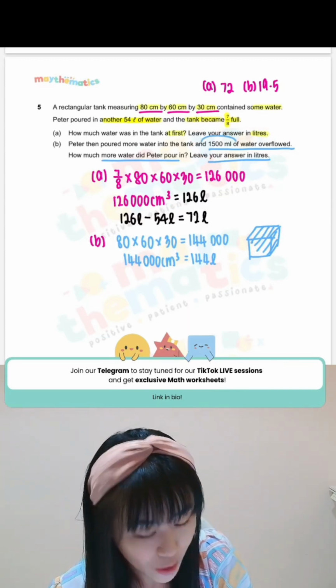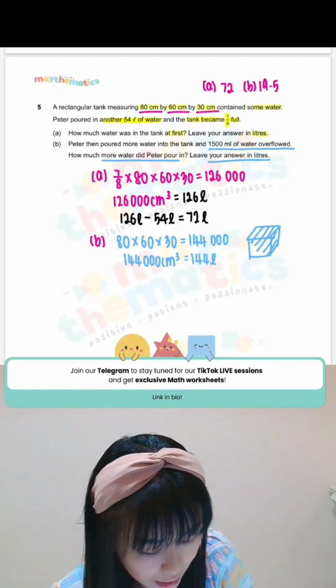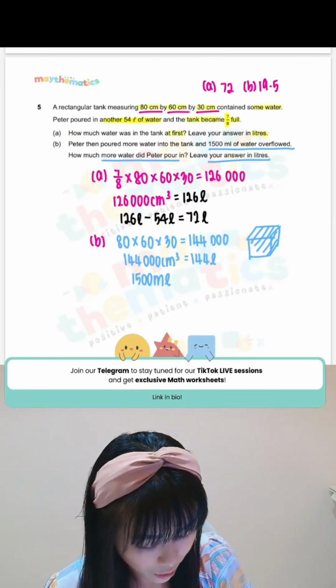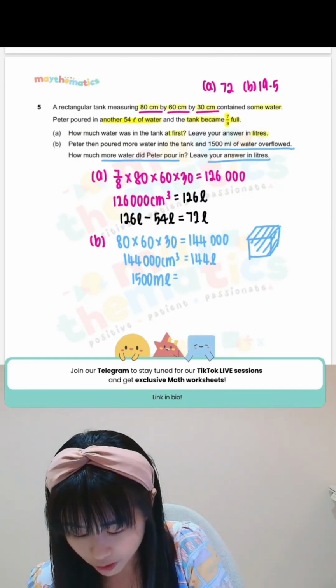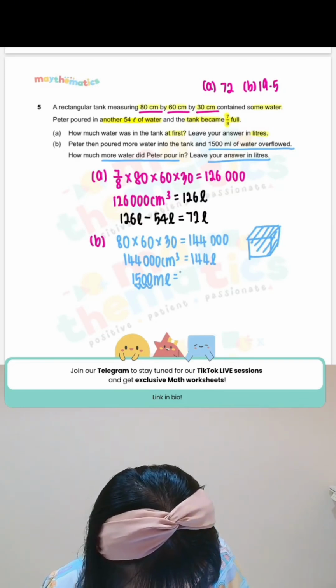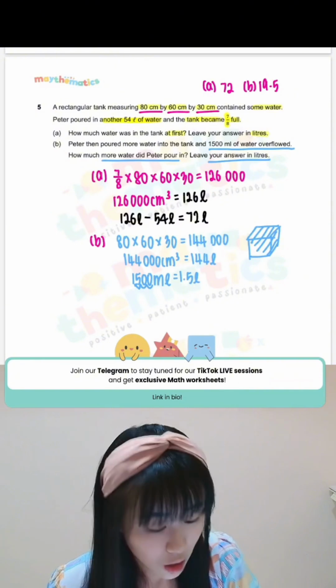But take note, this one is ml. We want it in liters, so we need to perform something again. We need to divide by 1000. 1500 divided by 1000, so you will get 1.5 liters. So you need to add.